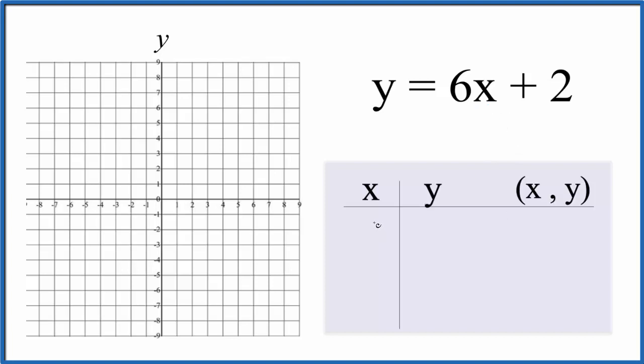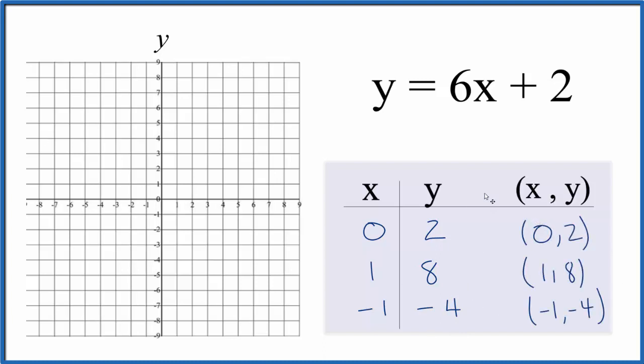Let's put 0. That's a good place to start usually. 6 times 0, 0, plus 2, that gives us 2. Let's put 1 in for x. 6 times 1 is 6, plus 2, that gives us 8. And how about negative 1? 6 times negative 1, that's negative 6. Negative 6 plus 2, that gives us negative 4. So these are the points we'll graph for the equation y equals 6x plus 2.